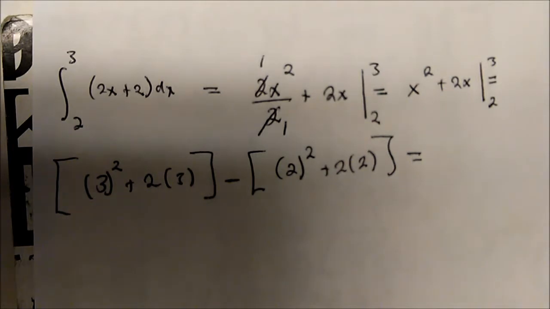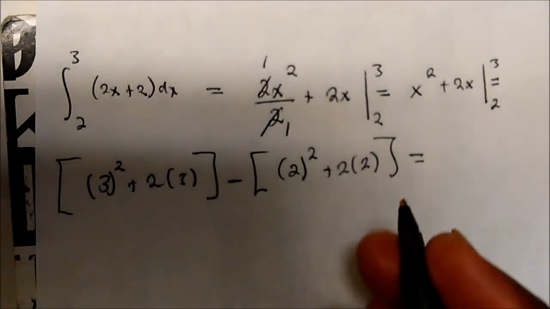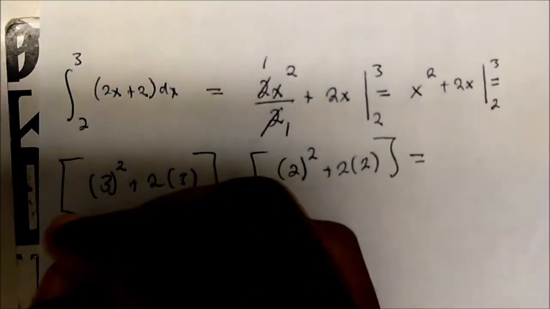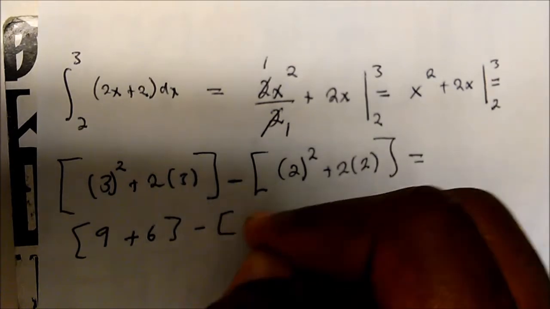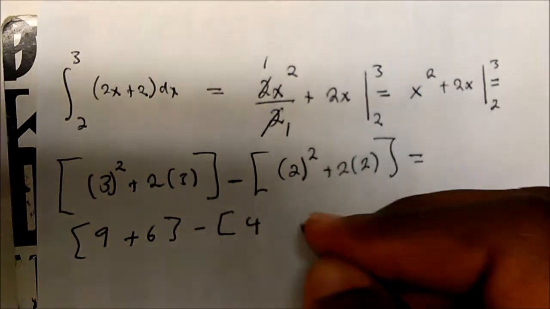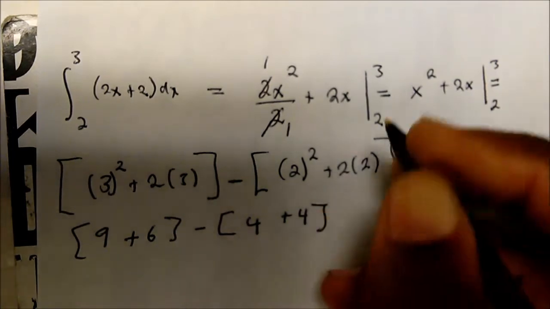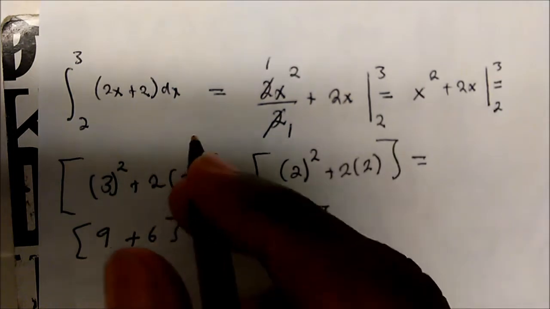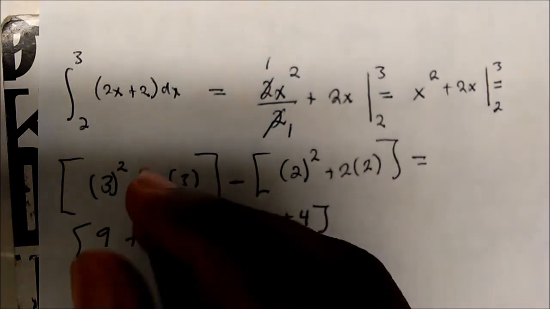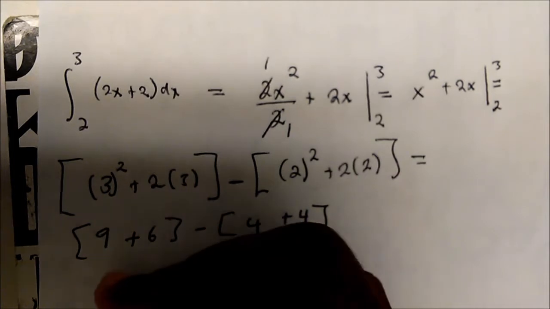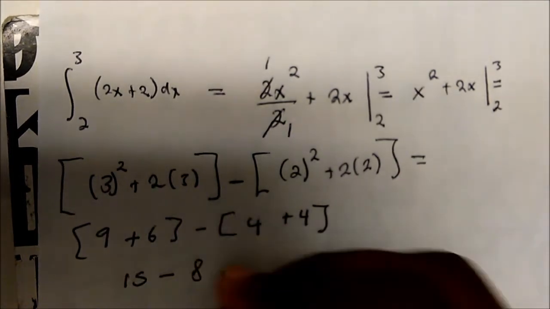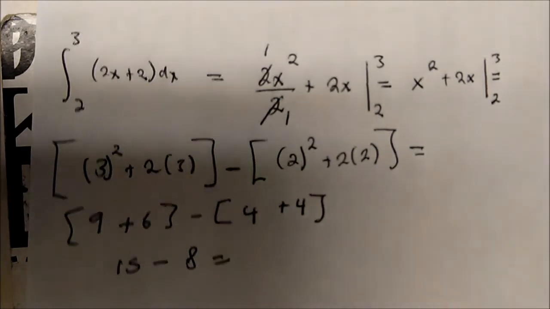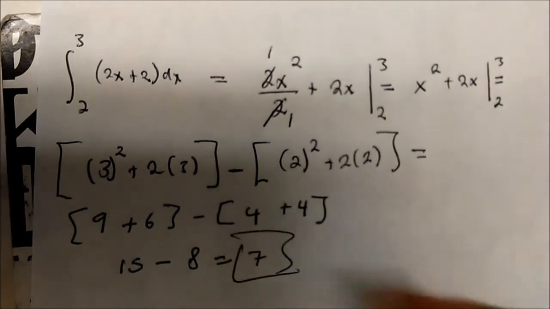All right, and now we could just evaluate. So 3 squared is 9, so this is 9 plus 2 times 3 is 6, still in parentheses, minus 2 squared is 4, plus 2 times 2 is 4. So 2 squared is 4, 2 times 2 is also 4. So this now becomes 9 plus 6, which is 15. So now you have 15 minus 8, and 15 minus 8 is simply 7. So that should be your answer.